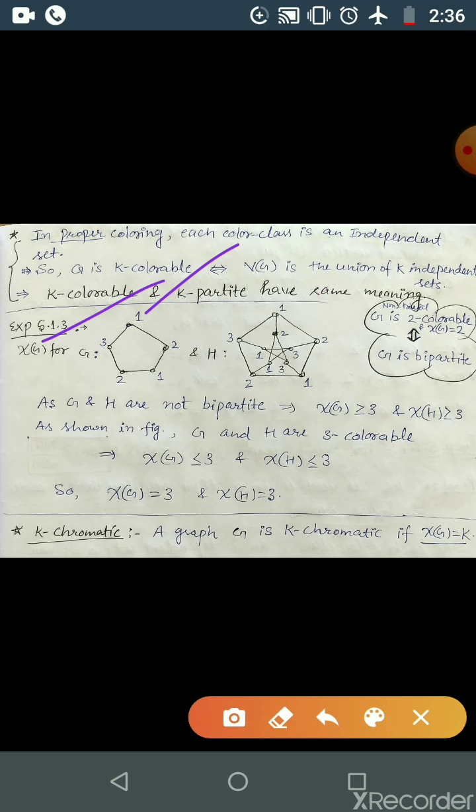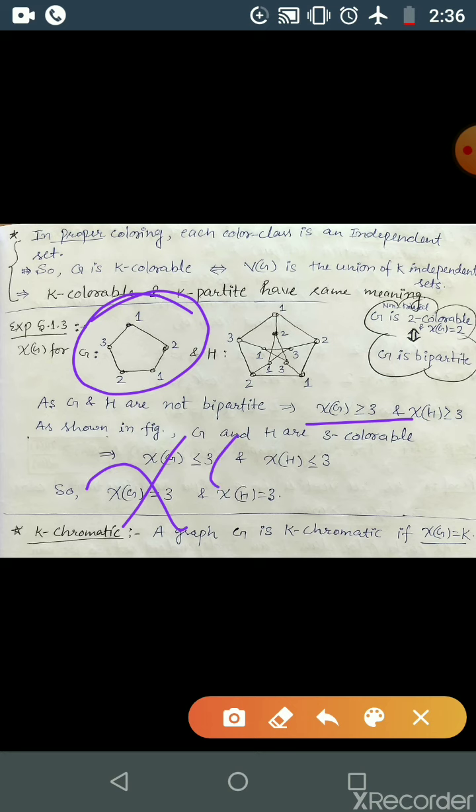Here you can use 4 colors, 5 colors as well as 3 colors, but you can't use 2 colors because this last vertex will be adjacent to both the first color and the second color in case of coloring, correct? So minimum 3 coloring. Because this is not bipartite, its chromatic number is not equal to 2, correct? And not equal to 2 means it is at least 3.